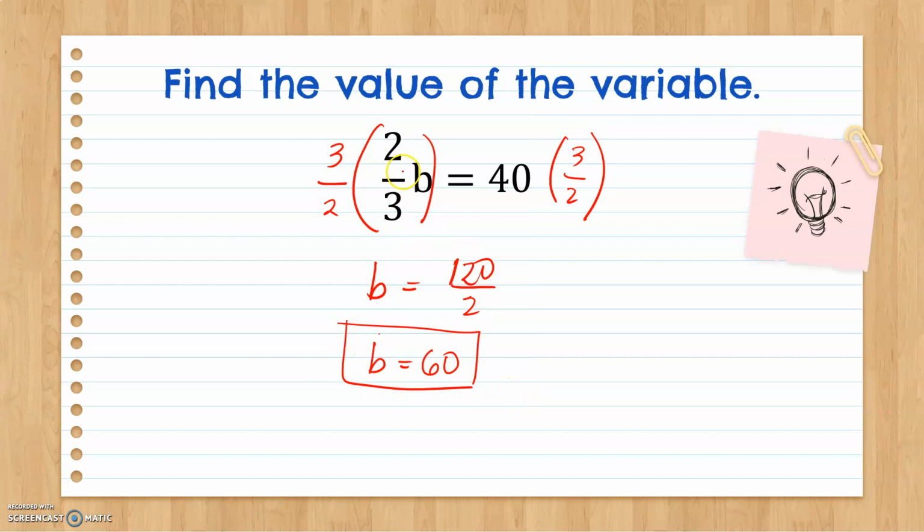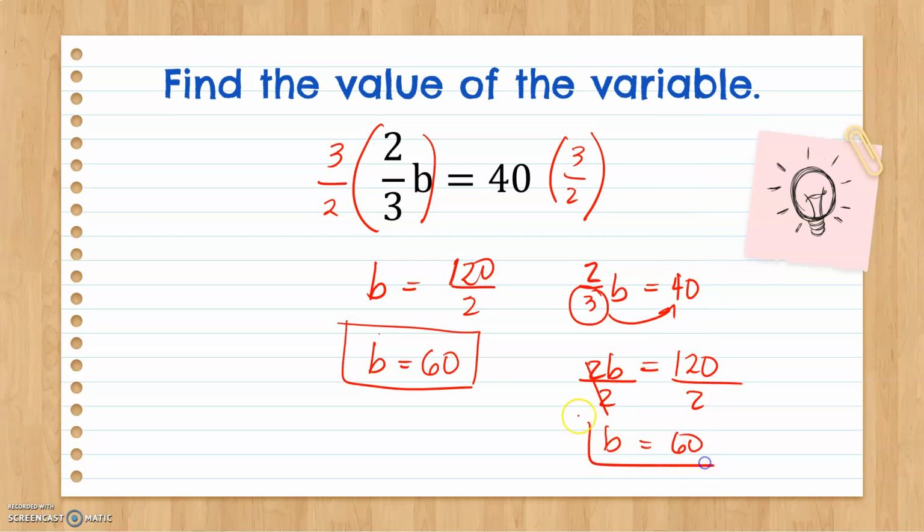You may also solve this equation this way. So let's say we have 2/3 b equals 40. We can eliminate first the denominator by multiplying it to the right side of our equation. So we'll be left with 2b on the left side, and 3 times 40 is equal to 120. Since we need only b, we have to divide both sides by 2. And that will give us b is equal to 60. So you may use either of these two solutions here.